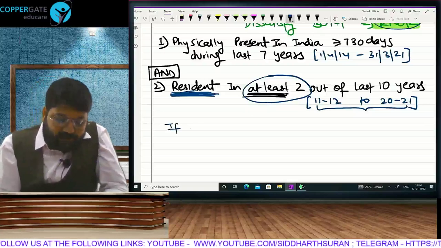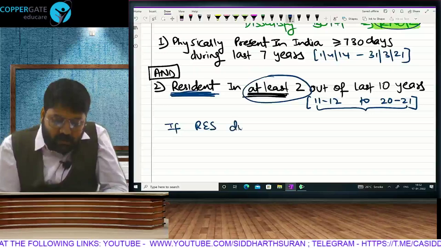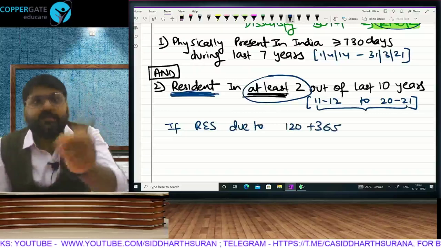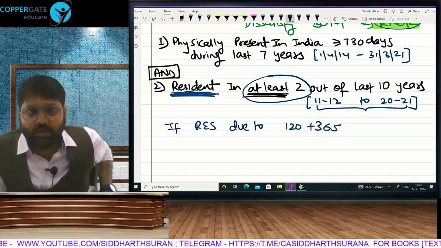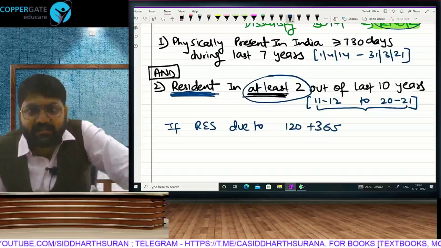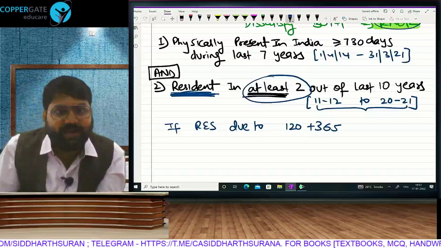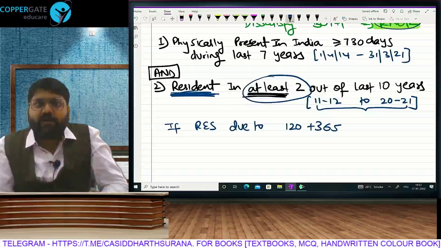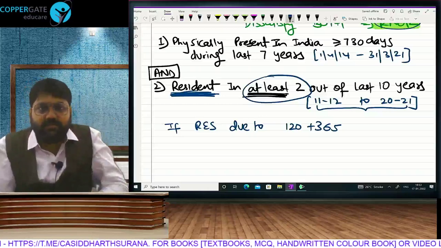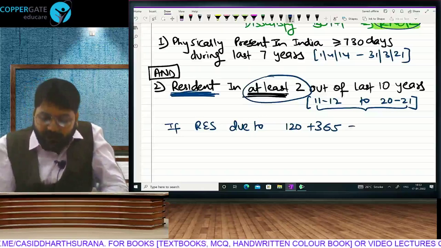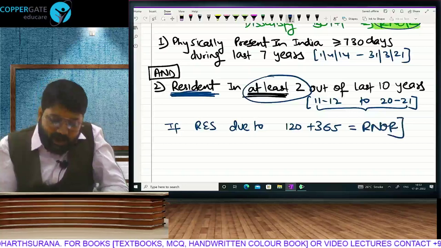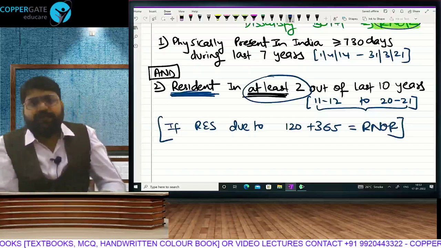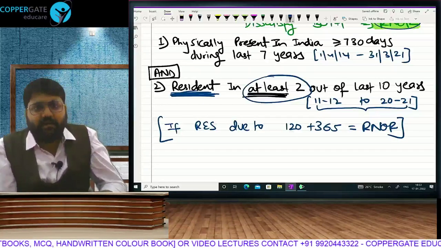So, the clarification is, if you are resident due to 120 plus 365, that means you are not a resident because of 182, you are not a resident because of 60/365. You are resident only because income crossed 15 lakh rupees and the 120/365 condition became applicable to you. You are resident because of which condition? Income exceeding rupees 15 lakh. That person will compulsorily be RNOR. That person will never, never, never be treated as ROR.